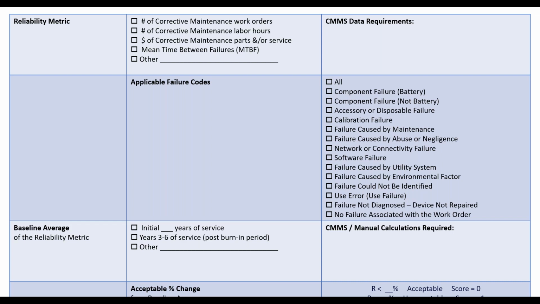And then we have to do that work around a baseline. Okay? So depending on which metric and which failure code you're putting, what's my baseline going to be? Am I going to set the baseline the first 3 years, first 5 years? Am I going to give it a burn and pick 3 years? Define that. Write it down.